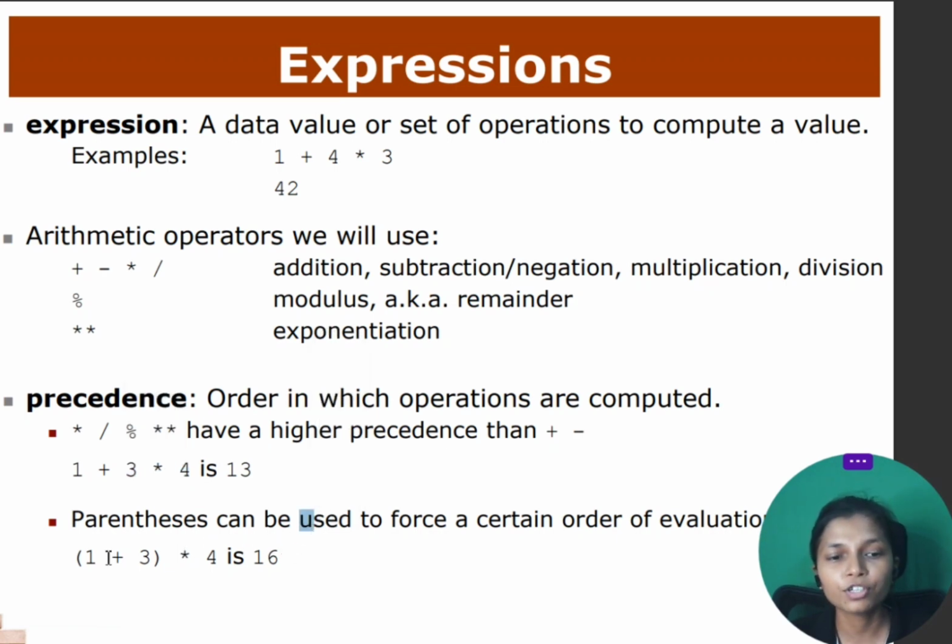In the same way, if I write 1 plus 3 in parentheses, multiply 4, this time this will give you 16, just because I am using parentheses to showcase that this has to be considered first, because parentheses have a high precedence. So in an expression, all these operators and symbols play a major role. When you are writing an expression and solving it, you have to take care of those. You have to tackle the higher precedence expressions first and then move on to the lower precedence.